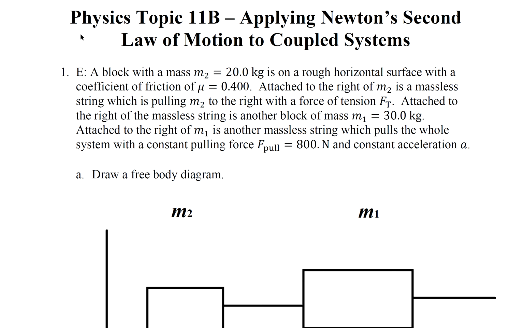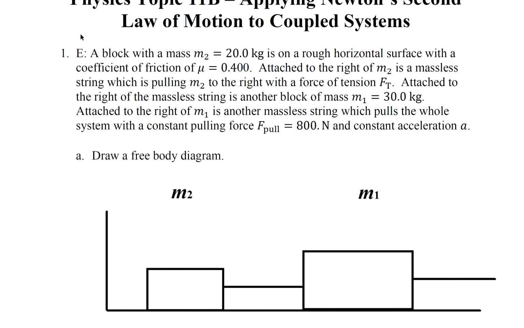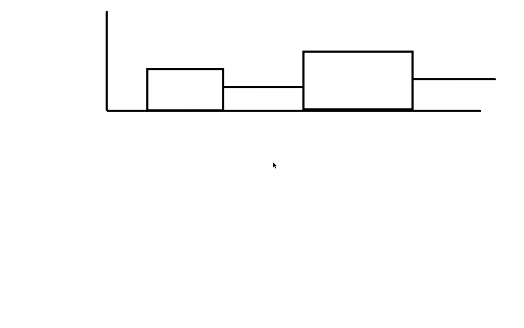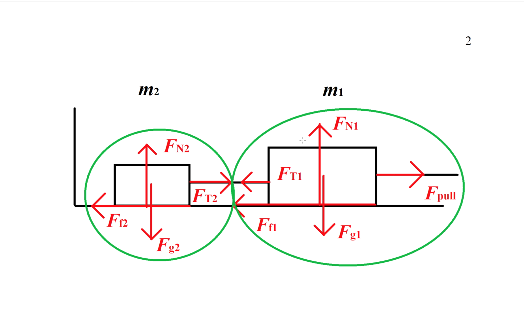Part A, draw a free body diagram. Remember, circle the objects, label the forces, put an X and Y axis, and use Newton's second law, F equals ma. So we're not going to draw one big circle. We're going to draw two circles, one for each object.